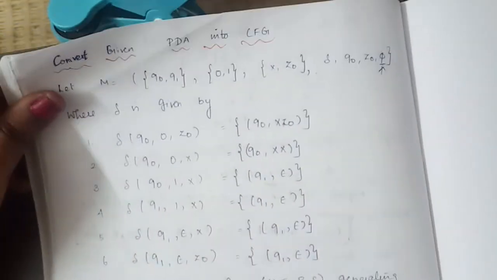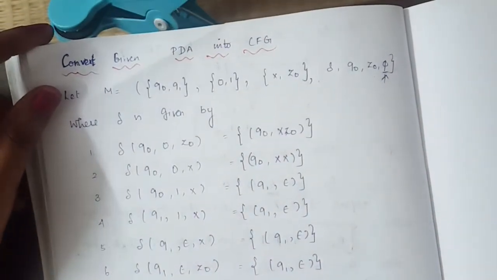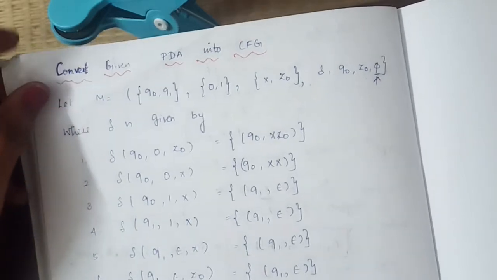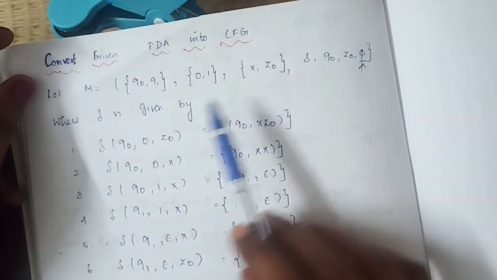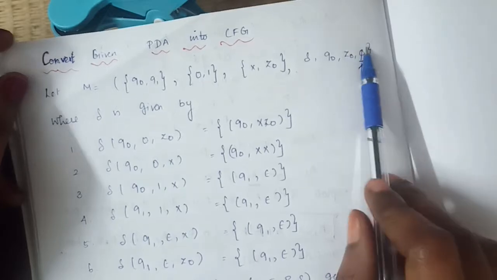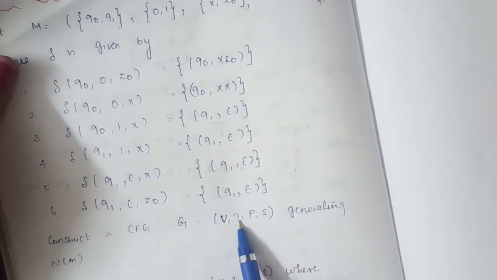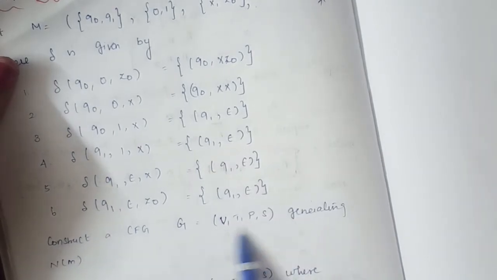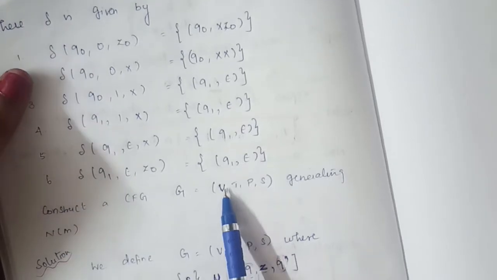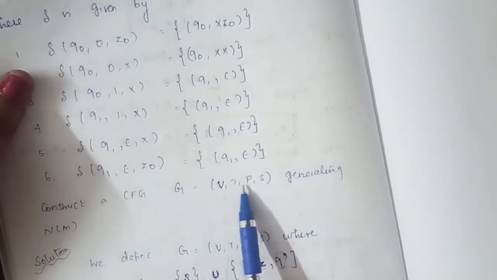Now we are going to see the construction, or conversion, of a given PDA into a CFG. The given problem is accepted by the PDA by empty store, and we have to convert it to its equivalent CFG. Which means we have to construct the CFG as follows: CFG G equal to (V, T, P, S).